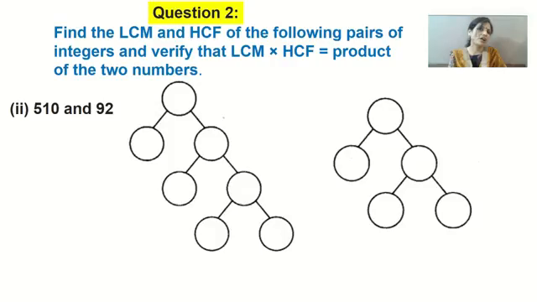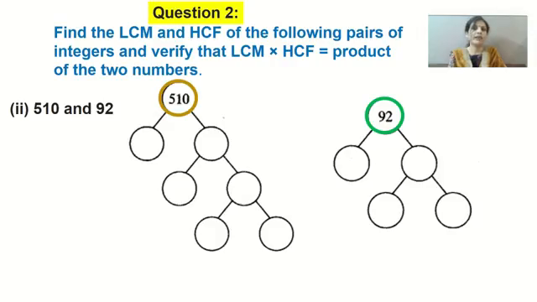Let us understand how to find out LCM and HCF and then verify the relationship between LCM, HCF and the pair of given two composite numbers. So this is the second sum from question number 2, and the pair of numbers which is given to us is 510 and 92. So let's consider 510 first, and our first step will always be to find the prime factors of the given composite numbers. So let's start finding the factors of 510, and this is the other number 92 which we have taken.